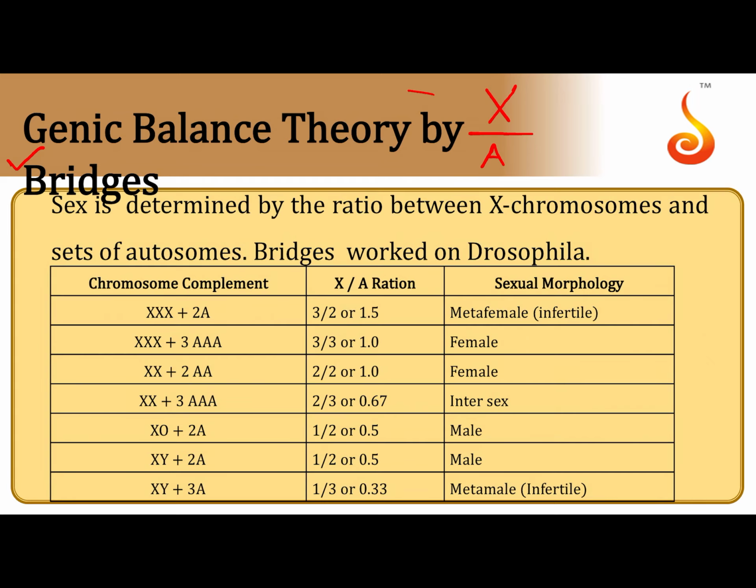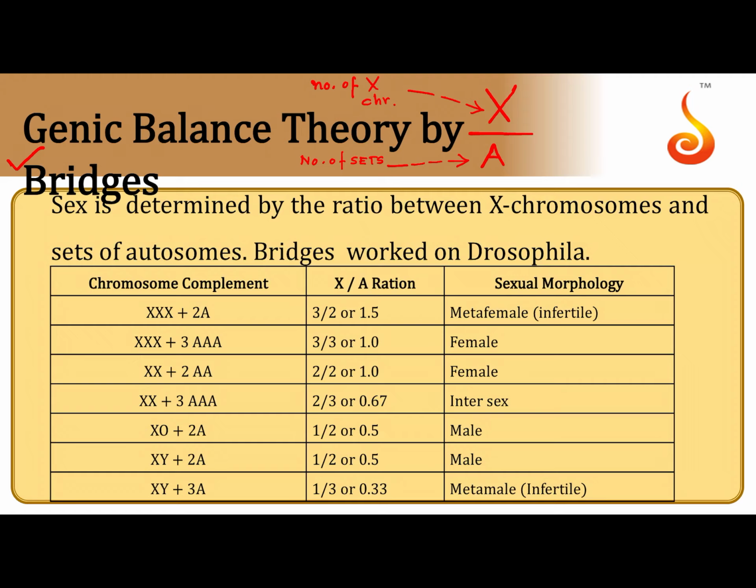So the numerator represents the number of X chromosomes. How many X chromosomes does the embryo possess after fertilization? And the denominator is not the number of autosomes, but the number of sets of autosomes. You know that if it is a diploid organism, the number of sets will be 2, because diploid means having 2 sets of chromosomes. So the denominator is the number of sets of chromosomes and the numerator is the number of X chromosomes.